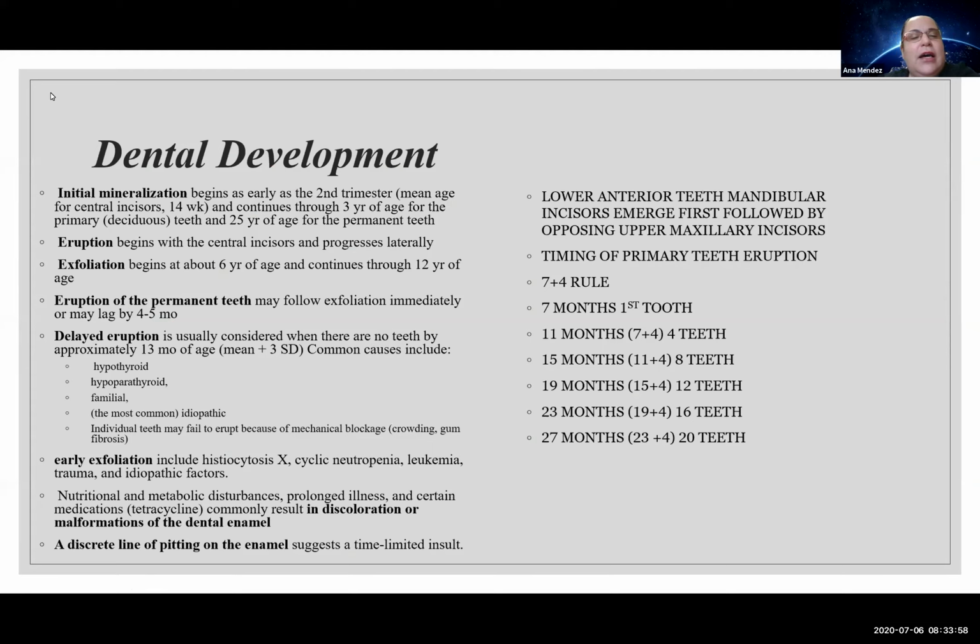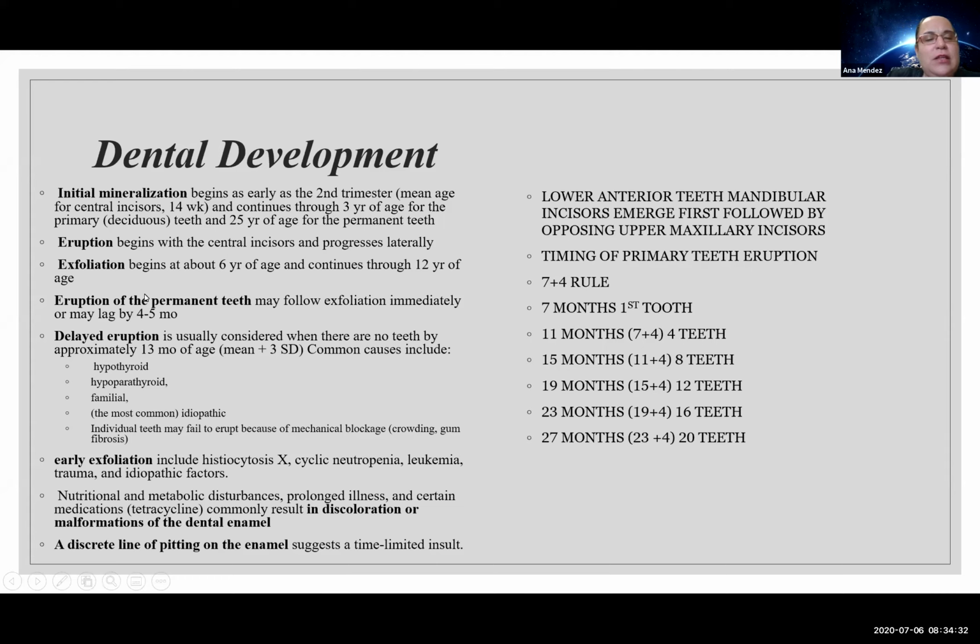So the initial mineralization for teeth begins early in the second trimester. The mean age for central incisor is 14 weeks and continues through the third year of life for the primary teeth, and up to 25 years of age for the permanent teeth. So we start developing our teeth in the second trimester and finish by age 25. So some of you are still developing. Eruption begins with the central incisor and progresses laterally.